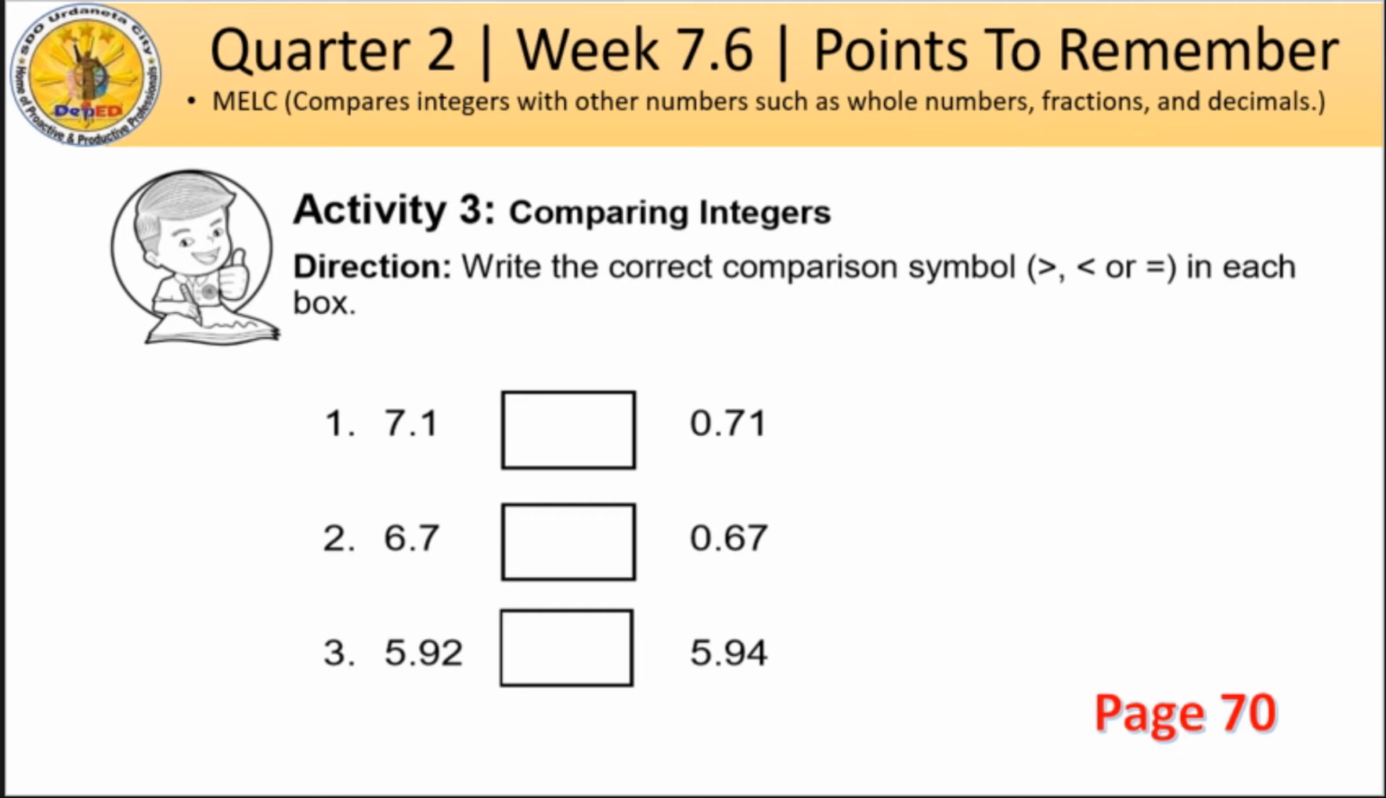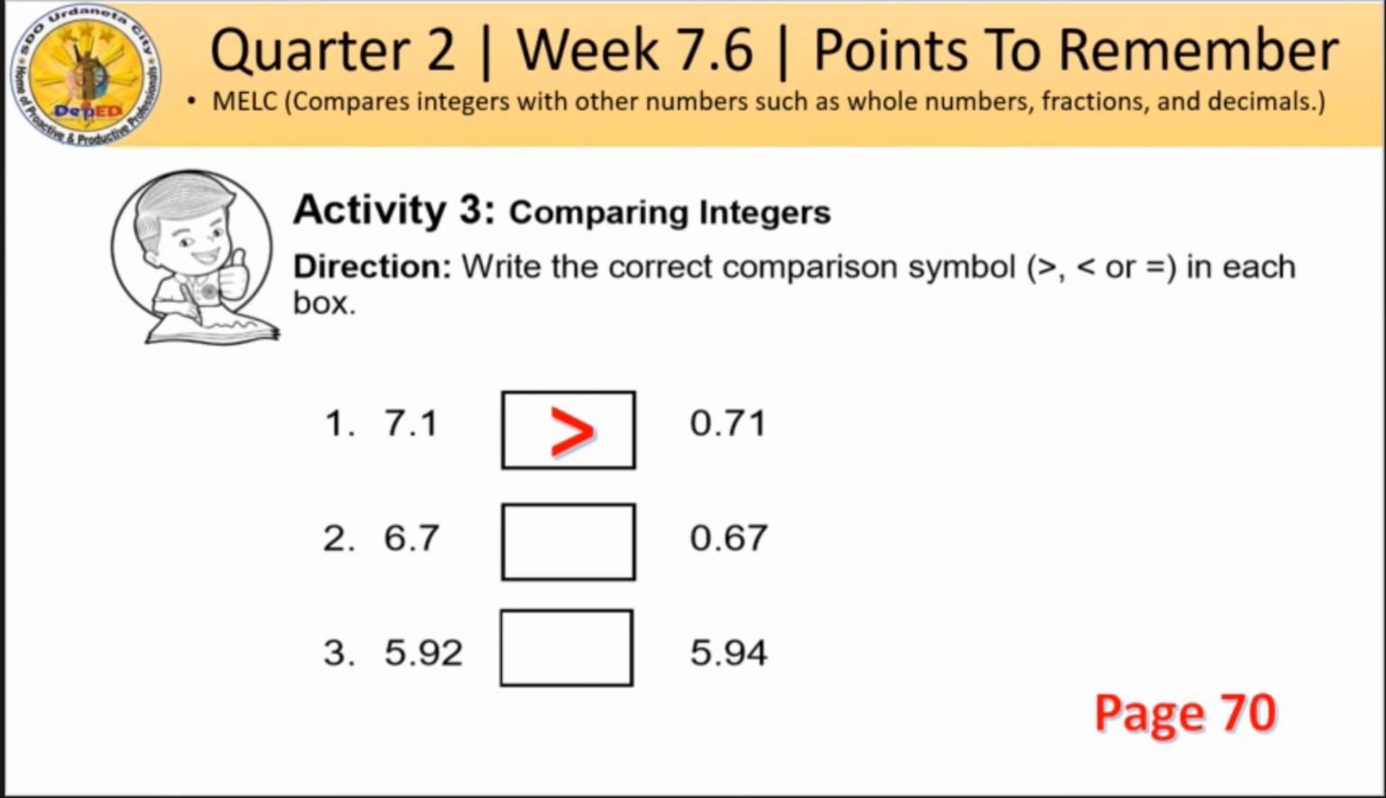And for activity 3 on page 70, we will compare decimal numbers by using greater than, less than, and equal to. Remember, decimal numbers are not integers. But with this activity, let's recall how to compare decimal numbers. For example, number 1, we are comparing 7 and 1/10 and 71 hundredths. First, let's compare the whole numbers 7 and 0. Since 7 is greater than 0, then 7 and 1/10 is greater than 71 hundredths.